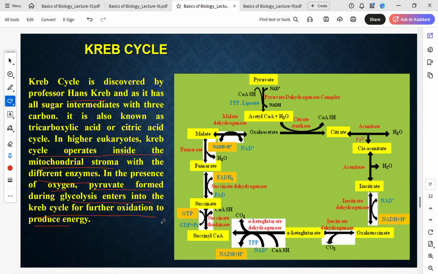The succinate molecule, in presence of succinate dehydrogenase, converts into fumarate with a release of FADH2. FADH2 gives rise to 2 ATP molecules in the electron transport chain. The fumarate converts into malate. Malate can then convert into oxaloacetate.